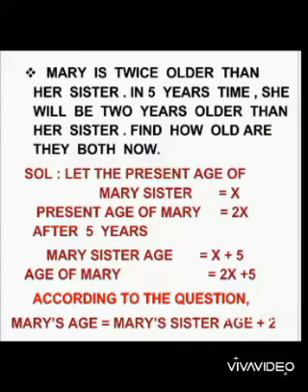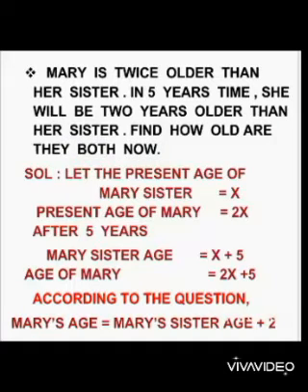Once again I am reading, children. Mary is twice older than her sister. In 5 years' time, she will be 2 years older than her sister. Find how old are they both now.